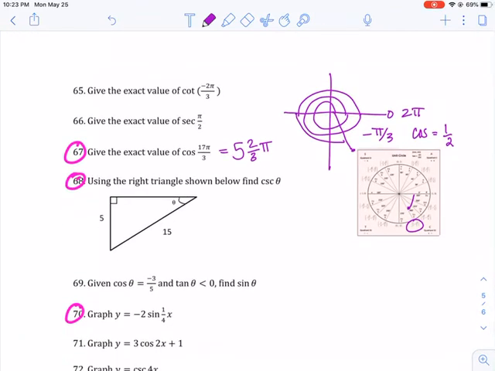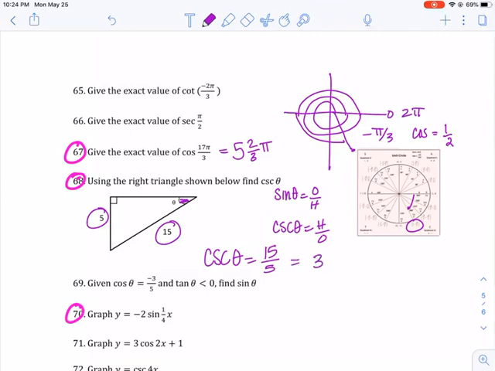Okay, and then 68. Find the cosecant. Cosecant is reciprocal of sine. So sine is opposite over hypotenuse. So cosecant would be hypotenuse over opposite. So on this triangle, your hypotenuse is 15. Opposite side is 5, so we don't even need to do anything here. So cosecant is 15 over 5, or 3.